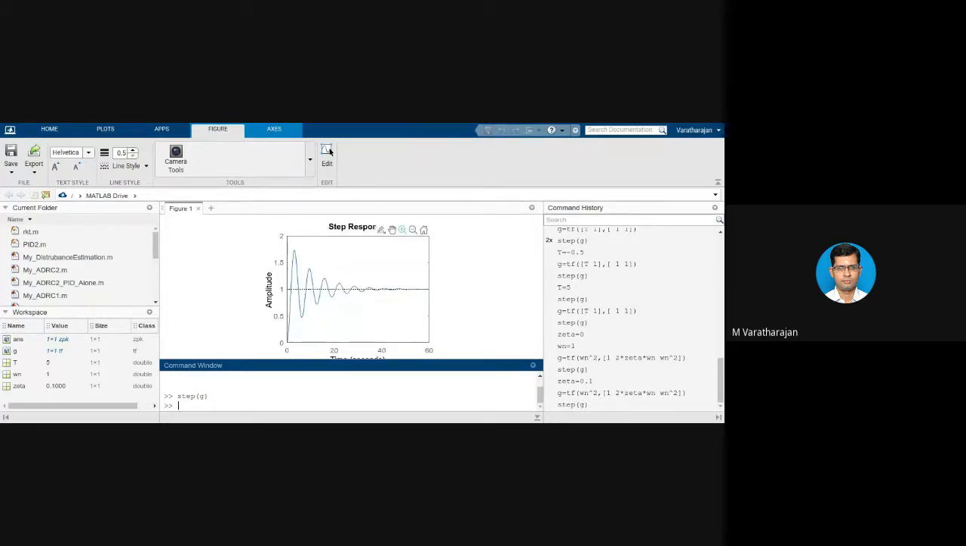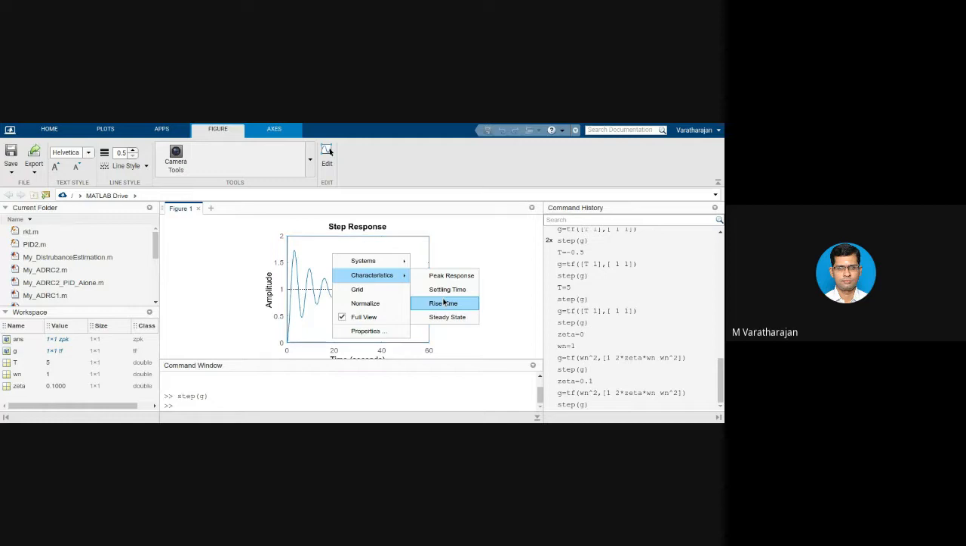Here you can see it is an underdamped response. For this response, you can find the maximum peak overshoot. Select peak response, and if you hover your mouse over it, it will show the peak overshoot, and you can also see the settling time. So the third task in our experiment is to analyze the effect of variation in this damping ratio.